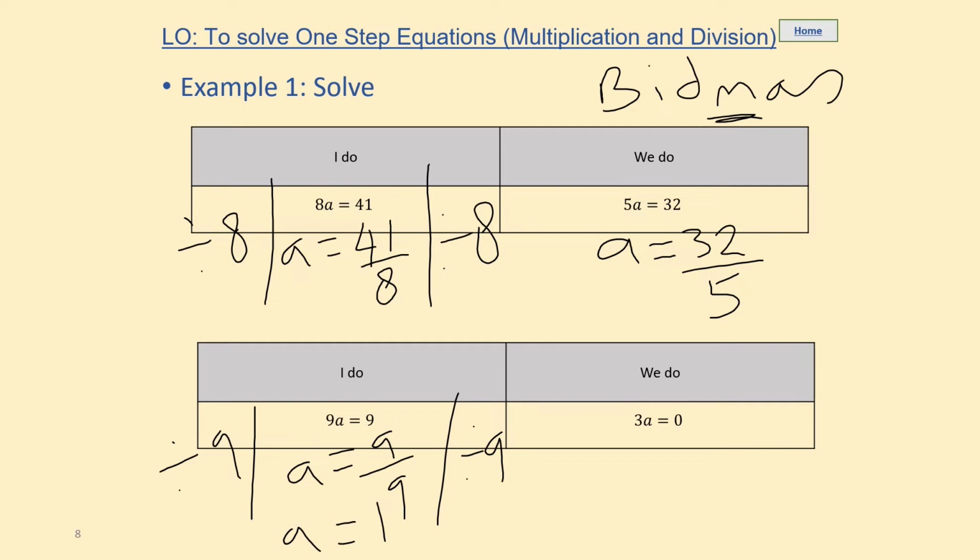Have a think of this one. 3 lots of A equals 0. Yep, we're going to divide both sides by 3.